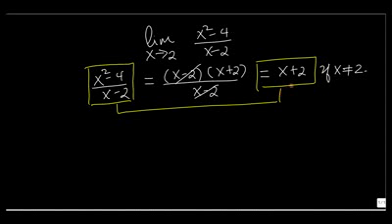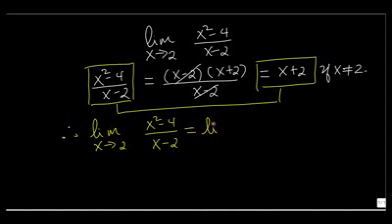So the limit as x approaches 2 of x squared minus 4 over x minus 2 is the same as the limit as x approaches 2 of x plus 2, which is equal to, by plugging in 2 in place of x, 2 plus 2, which is 4. So this is the exact value of the limit of this function. Okay, now let us consider a second example.